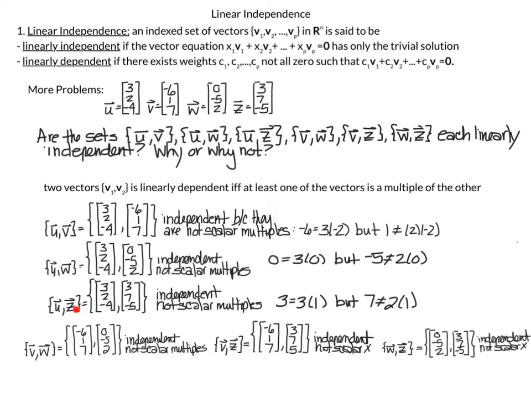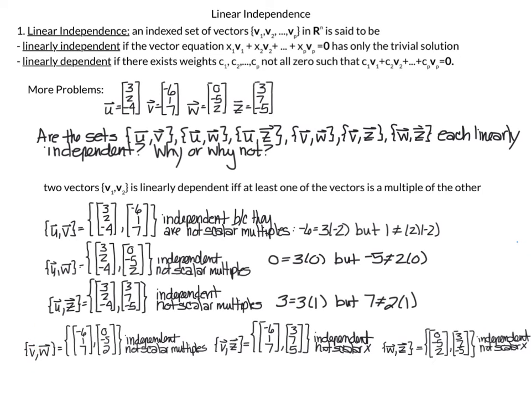Looking at u and z, we have u as (3, 2, -4) and z as (3, 7, -5). Here, the first coordinate would suggest the scalar would be 1. However, the scalar 1 wouldn't work on the second coordinate, or the third coordinate either. So there's no one scalar you can multiply u by to get z. So they are independent.